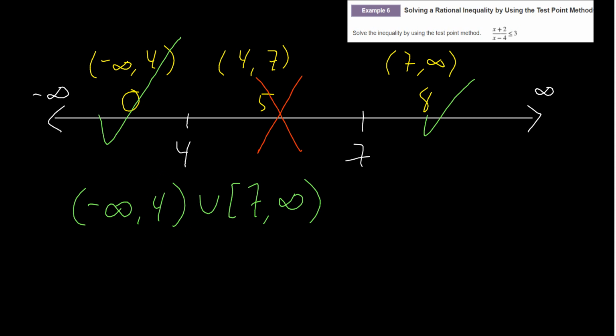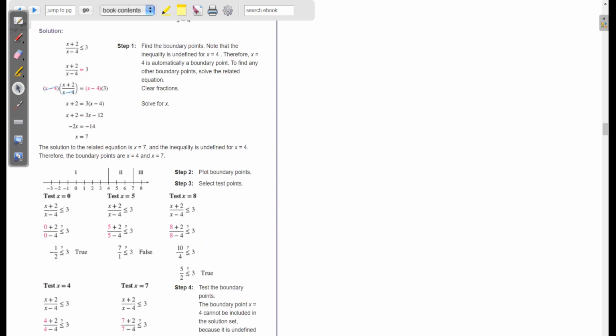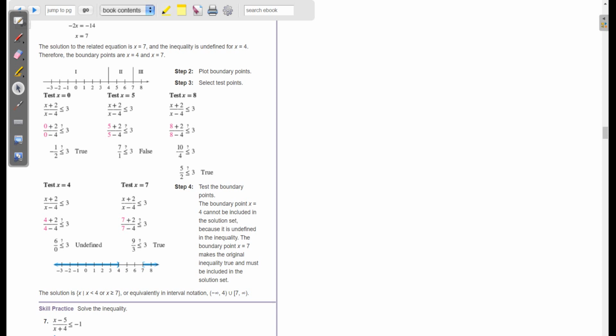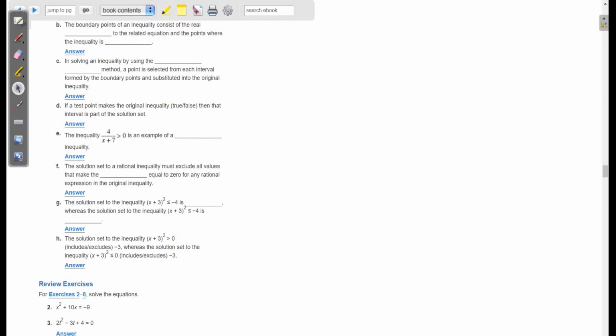And then, in my favorite, set builder notation, x such that, well, what should x be? Well, it looks like x should be less than 4 and x be greater than or equal to positive 7. Okay, and that's it. And let's see if the textbook got it right this time. Yes, good. All right, and I think, yeah, this is the last one.